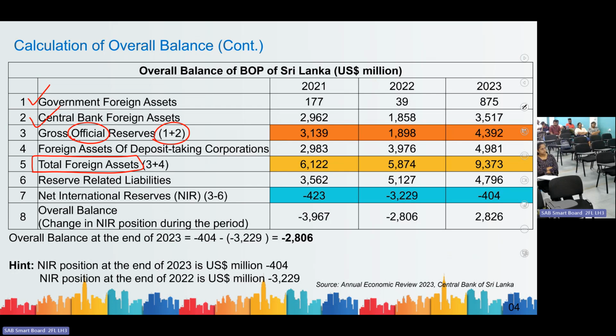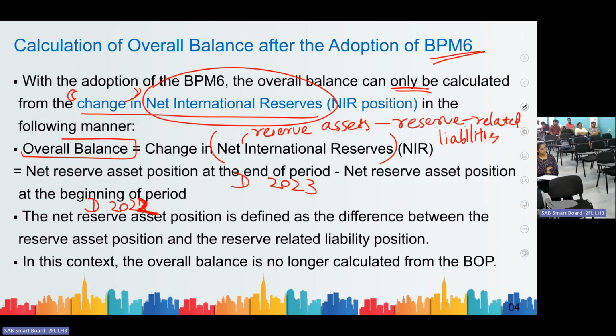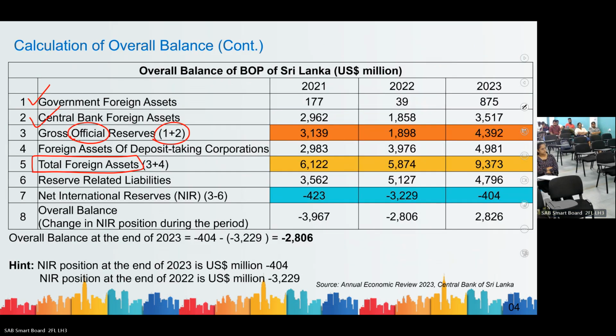Reserve-related liabilities, as I told you earlier. Net international reserve is what? The difference between reserve assets and reserve-related liabilities. We have reserve assets on one hand, reserve-related liabilities on the other hand. The difference is net international reserves. So net international reserve is 6 minus, sorry, 3 minus 6. 3 minus 6.